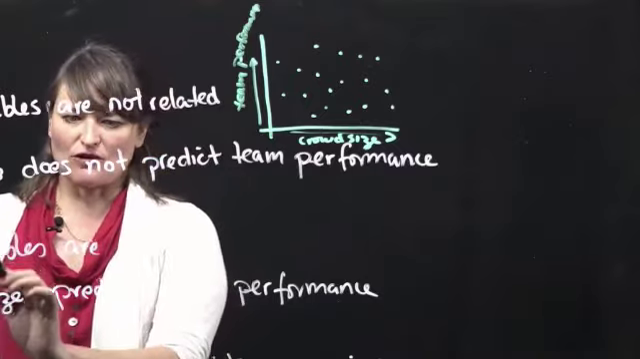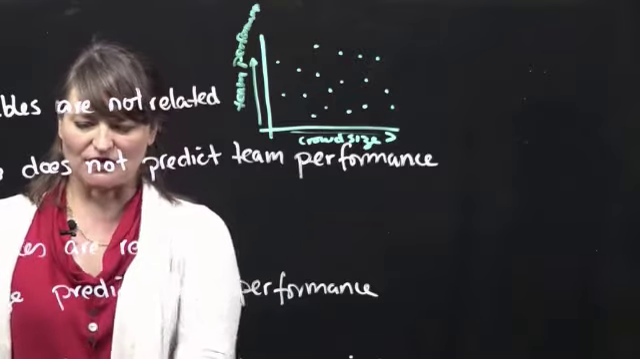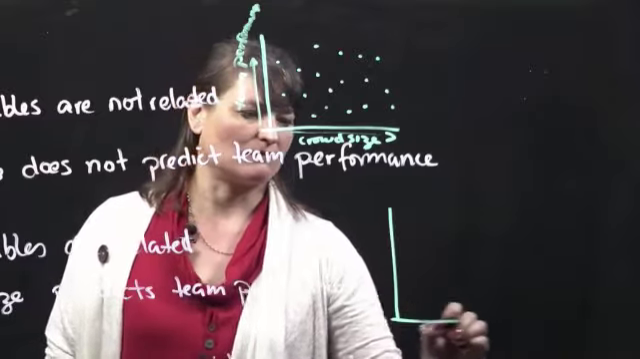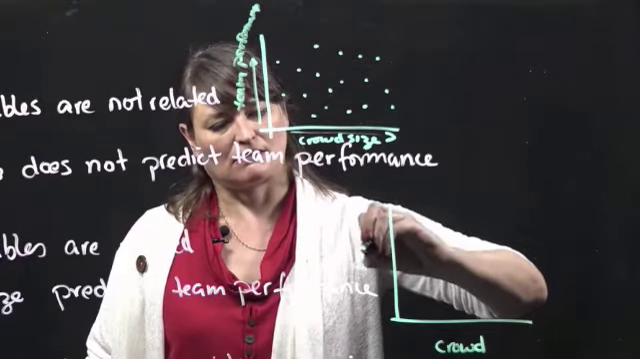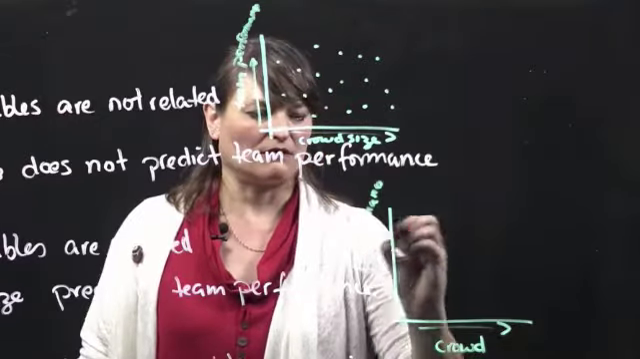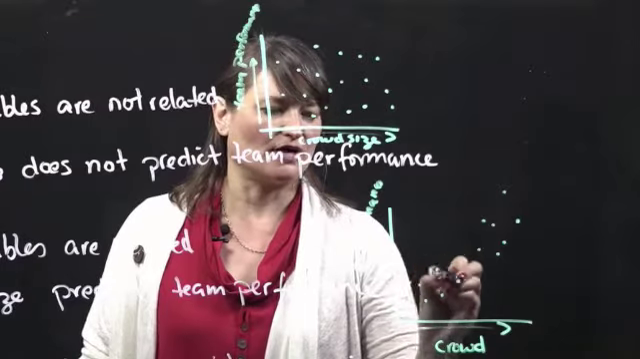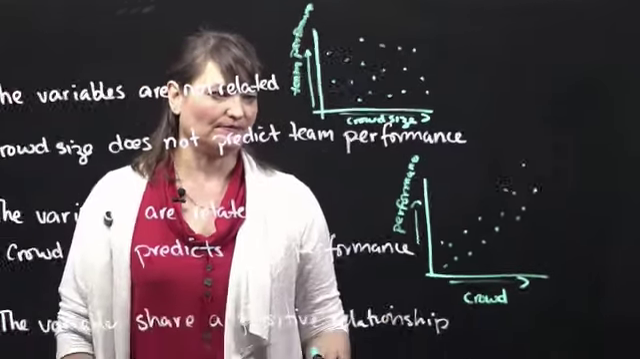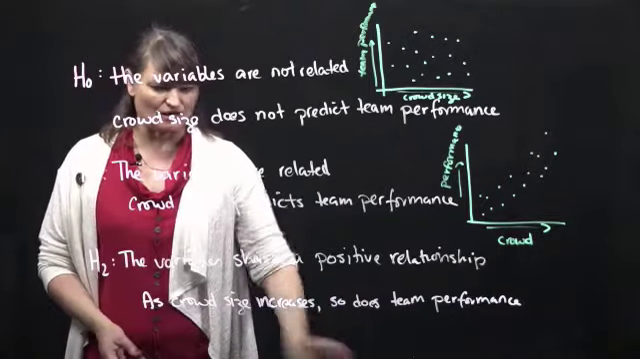If we say crowd size does predict team performance, well, it seems like we've got two possibilities. We've got as crowd size increases, so does performance. So the larger the crowd, the better the performance, and the smaller the crowd, the worse the performance. This is a positive relationship. I suppose we could be predicting a negative relationship.